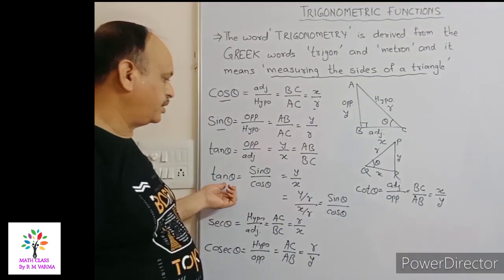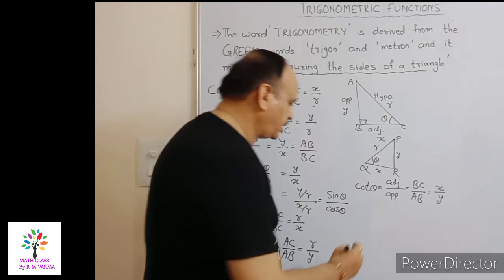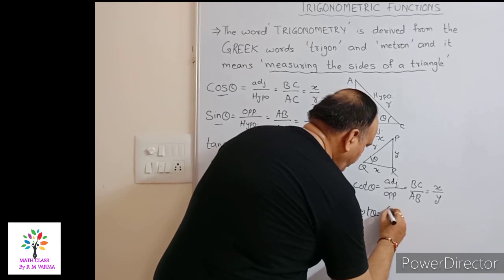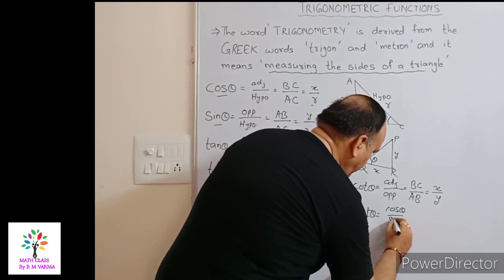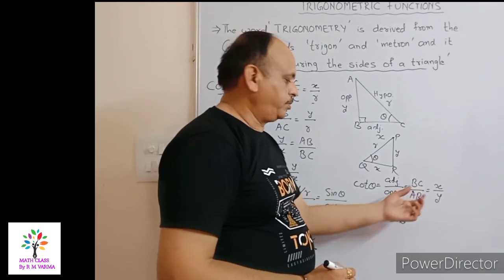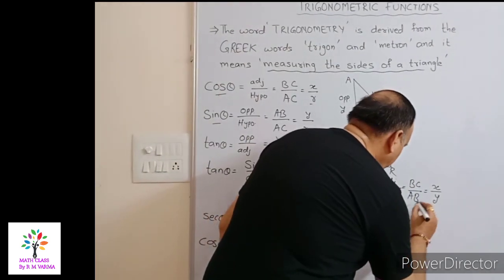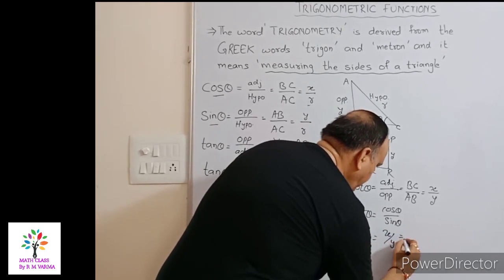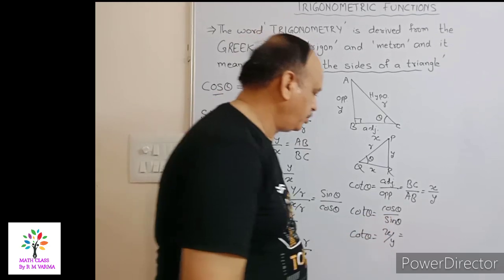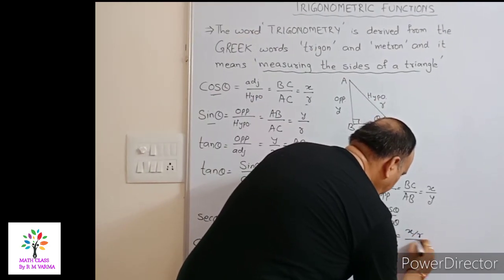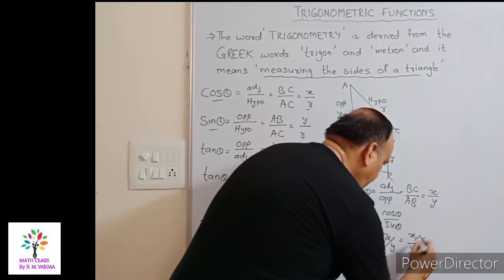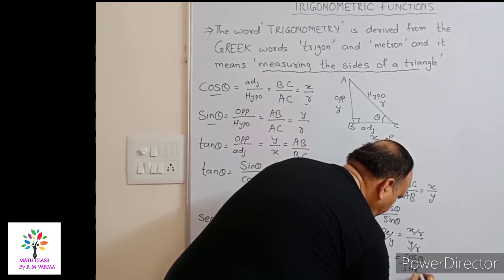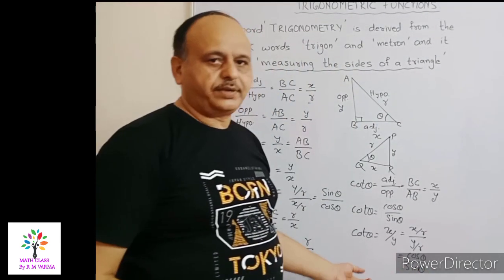As we have understood for tan theta, cot theta can also be written as cos theta upon sine theta. The same type of argument: cot theta is x upon y. I divide numerator and denominator by r. So x upon r, y upon r. x upon r is cos and y upon r is sine. So cot theta is cos theta upon sine theta.